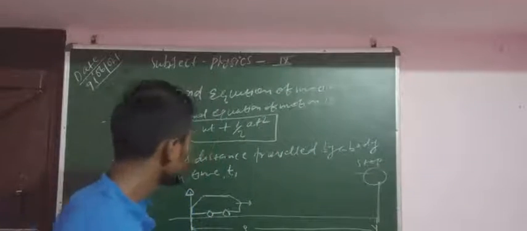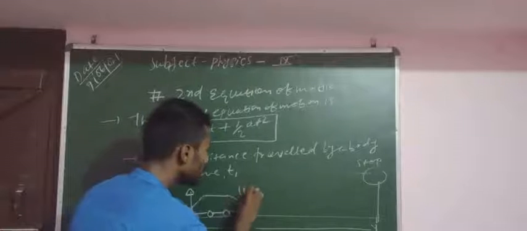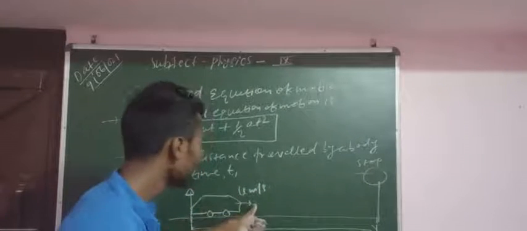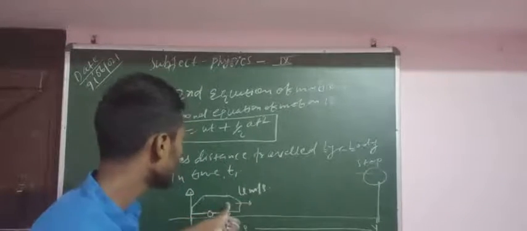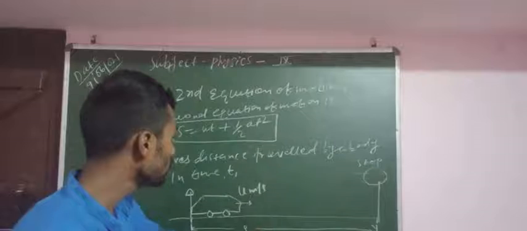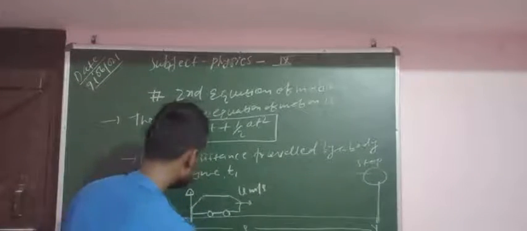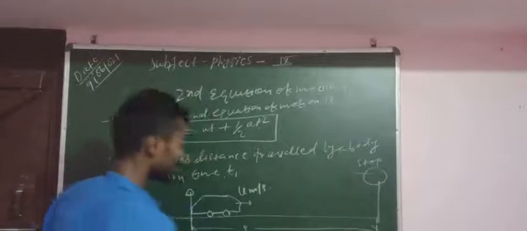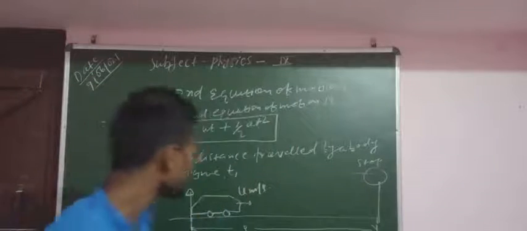that means if the car is moving towards east with a velocity of u meter per second, the car is moving towards east with an initial velocity of u meter per second. Velocity of the car is u meter per second. Or suppose that the distance between this pole to this pole, that is stop, is s. The distance between this pole to this pole is s.